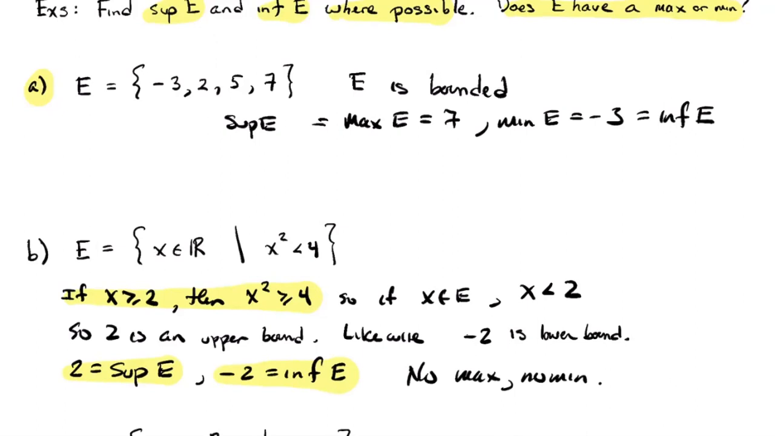It has no maximum and minimum because that least upper bound 2 doesn't belong to the set. Any element that does belong to that set, you could take something slightly smaller or bigger than it and also belong to the set. So it doesn't have a maximum or a minimum element.